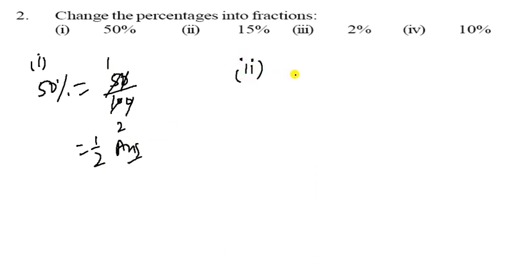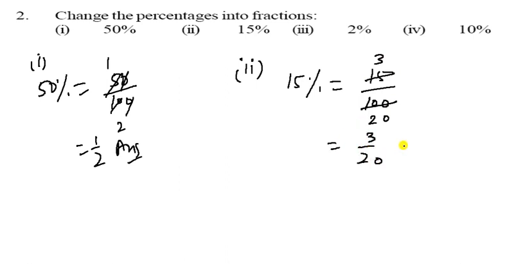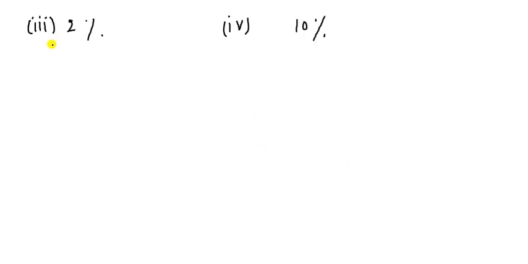Let us see in the second part what will happen. That one is given as 15%. So what will happen? It will be 15 upon 100. So divide by 5, 5 3s and 5 2s and 1 0 is here. So we get 3 upon 20. So that is the fraction part of this percentage.